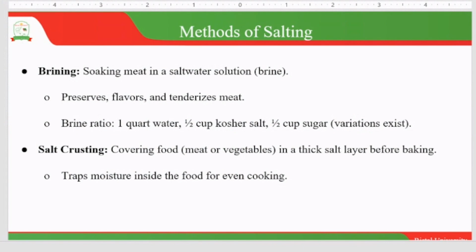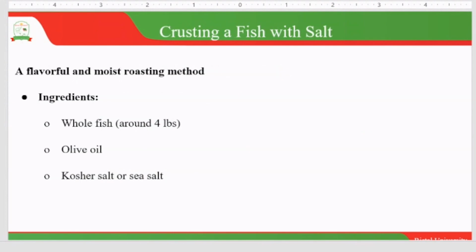So salt crusting. Salt crusting, we're looking at covering food, which is meat or vegetables, in a thick salt layer before baking. Okay, and this will help us trap the moisture inside the food for even cooking. All right. So crusting a fish with salt, here we are looking at an example, a flavorful and also moist roasting method. We are looking at the whole fish, about 4 pounds. We are looking at olive oil being one of the ingredients, but also the kosher salt or sea salt.